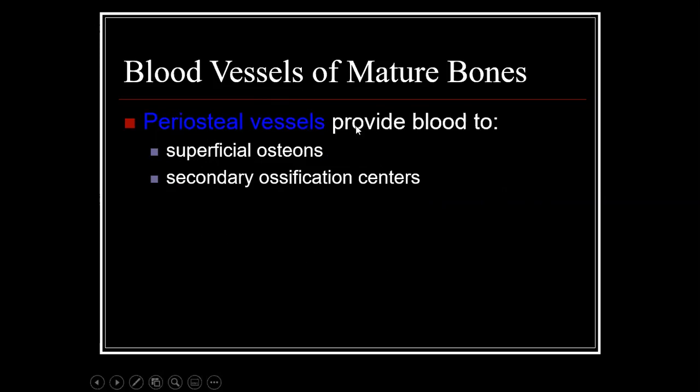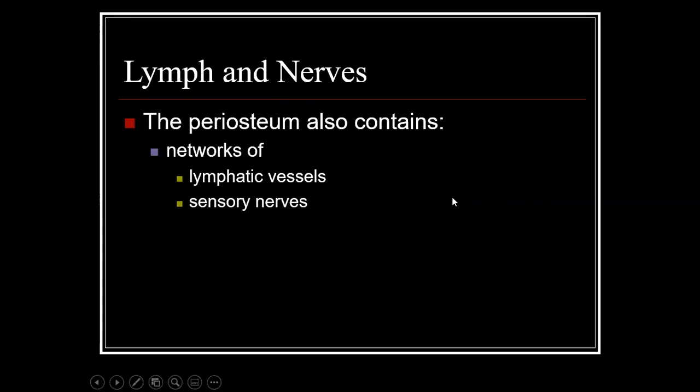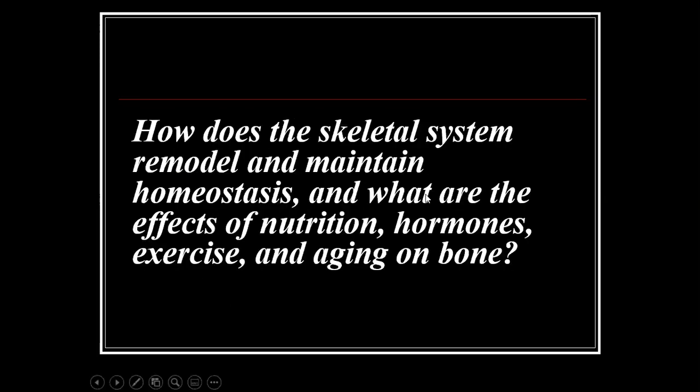And periosteal vessels provide blood to the superficial osteons and the secondary ossification centers, which is not anything that we're going to talk about. The periosteum, the outer layer, that layer that is cartilage, fibrocartilage, and then the inside layer, which is osteoblasts, so the outside of the bone. They have networks of lymphatic vessels and sensory nerves as well, just so you know.